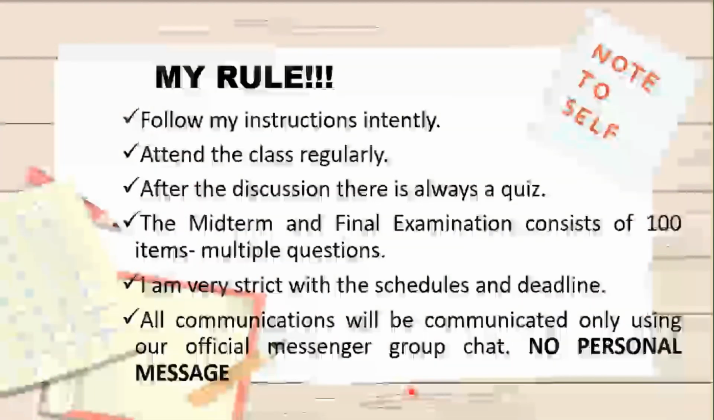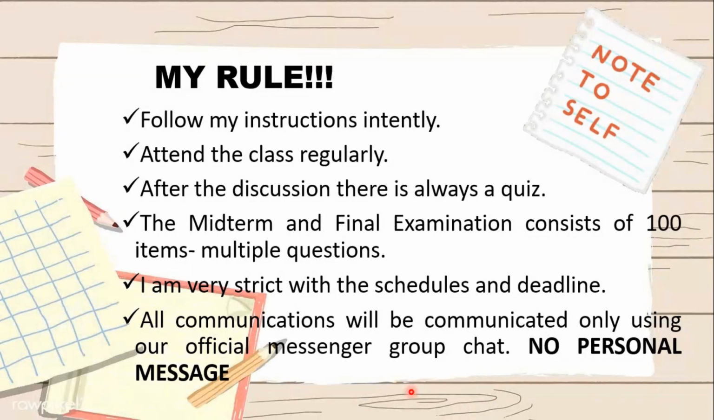Next are my rules. Number one is you have to follow my instructions intently, just like what I've said in this video. I want you to finish the orientation so you are well informed of my instructions and my rules. Next is attend the class regularly. After the discussion, there is always a quiz. So you have to expect that whenever I send you a link of our recorded discussion, in succeeding days we will be having our quiz. The midterm and final examination will consist of 100 multiple choice items.